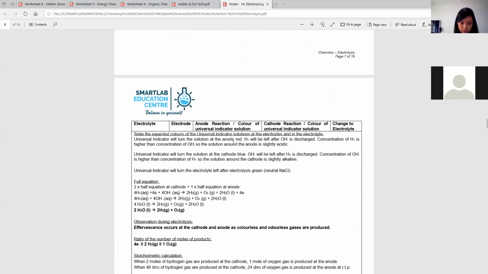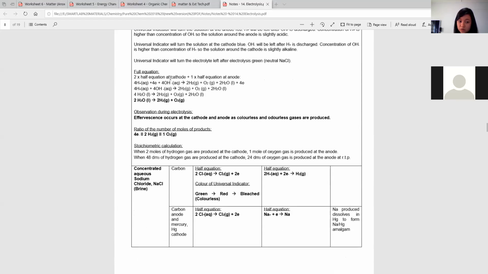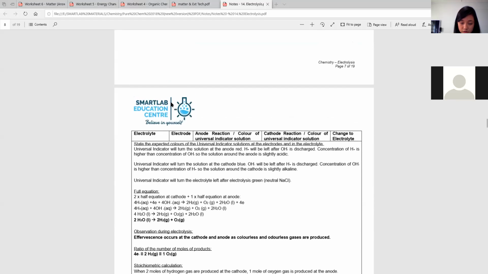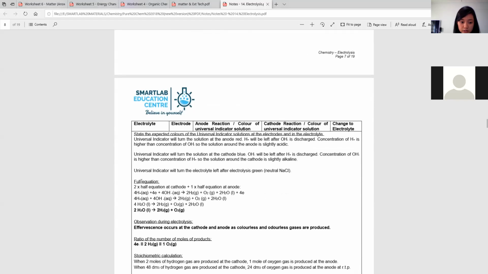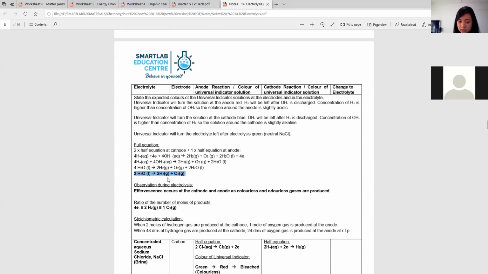Okay, so for the overall equation, same thing: left and right add up together. The 4 electrons, you cancel away. How come there are 4 electrons here? Because here there are 2 electrons, so the whole thing I times 2 first. So I get 4, 4, 2. Then I put in 4, 4, and the 2 here. Then you cancel, and this is what you end up with. So the water is actually the one that is breaking down to give you back your hydrogen and your oxygen.